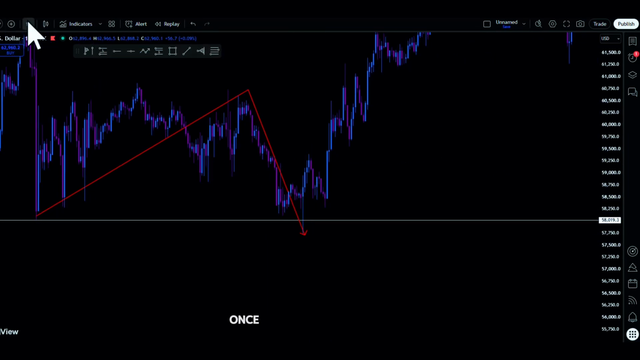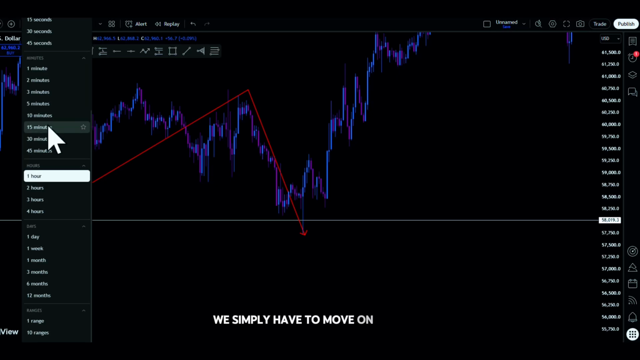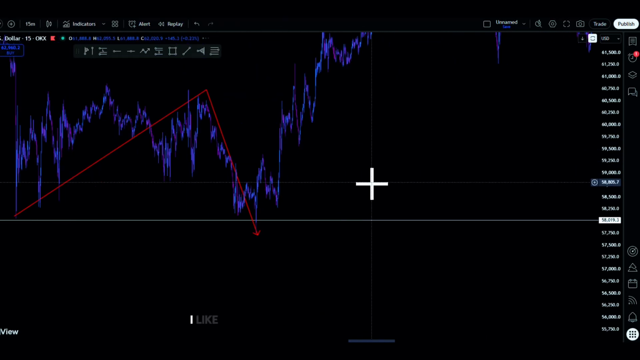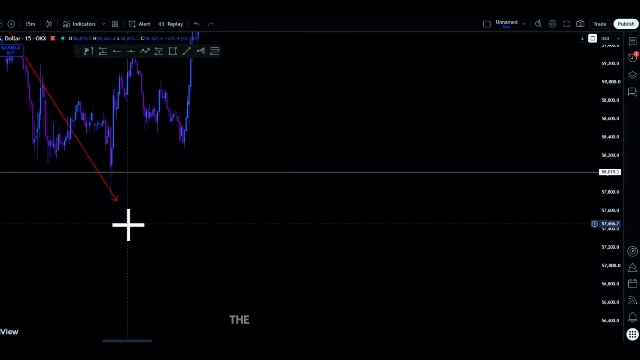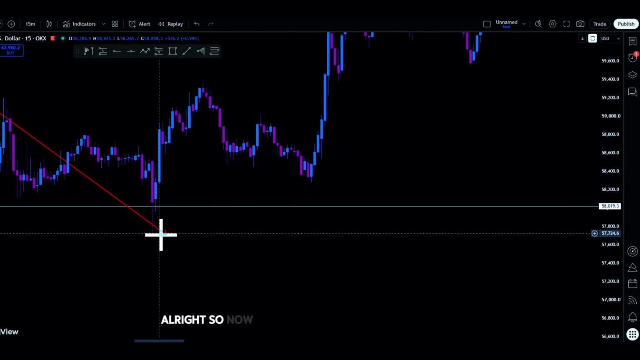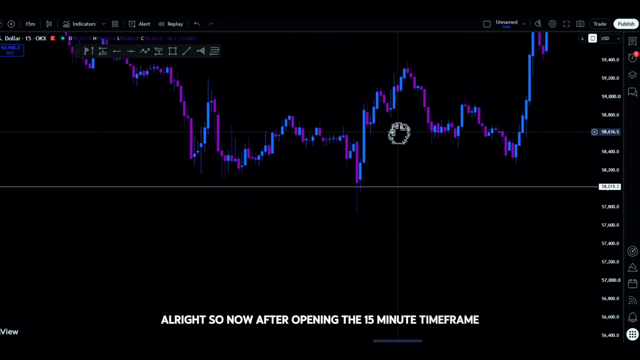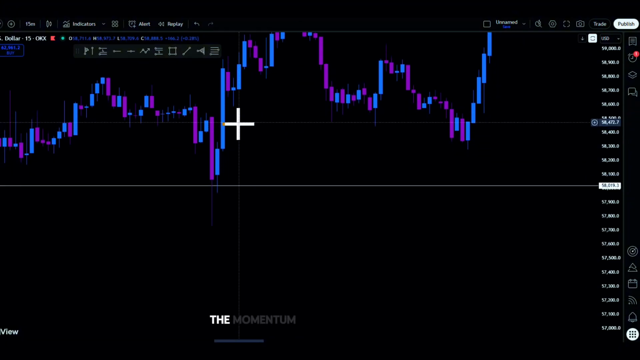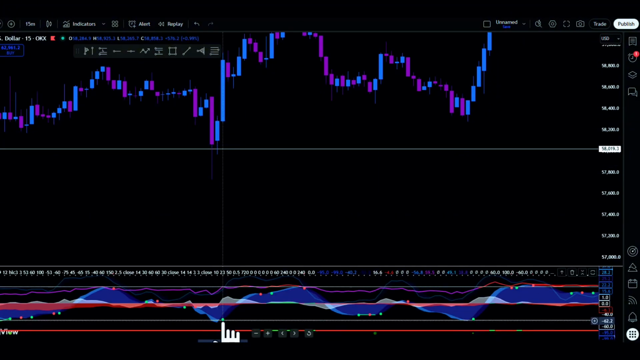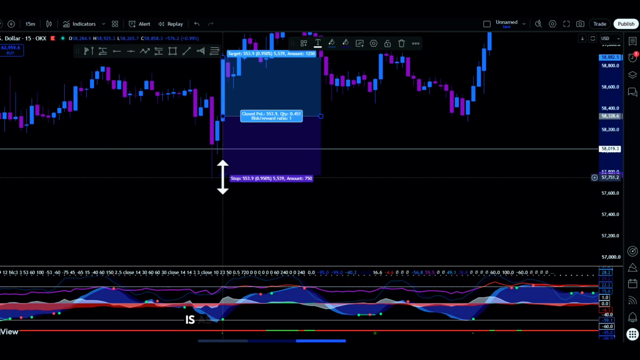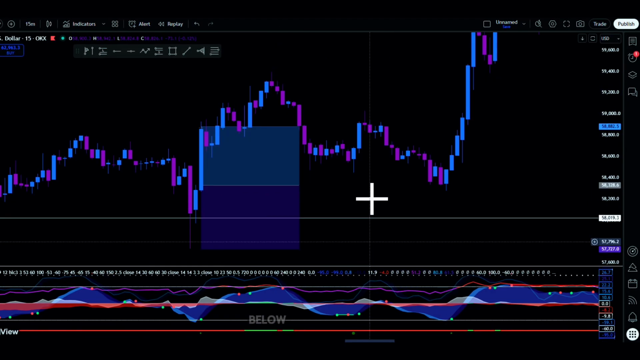Now once this level has been swept, we simply have to move on to the 15-minute or the 5-minute. I like 15-minute because the higher the time frame, the better the confirmation is. So after opening the 15-minute time frame, you need to open the oscillator, the momentum smart money oscillator, and now as you can see, it has formed a divergence. Now this dot is a divergence, which means that it's indicating that the price is about to reverse using the money flow and RSI. So now this is exactly where you're supposed to enter. It's a long setup, keeping your stop loss below the low.